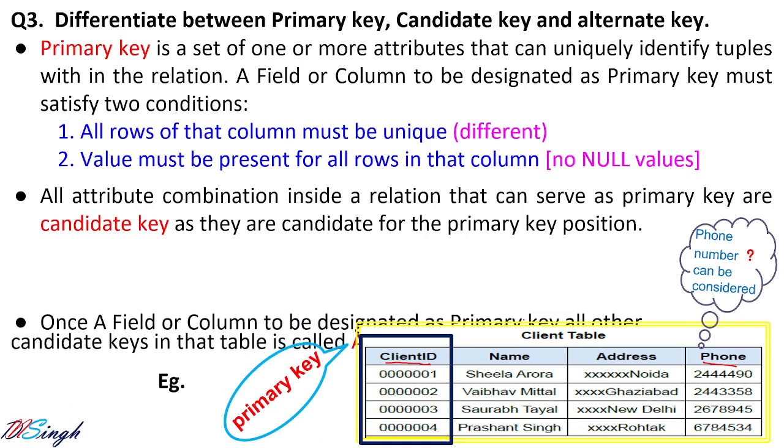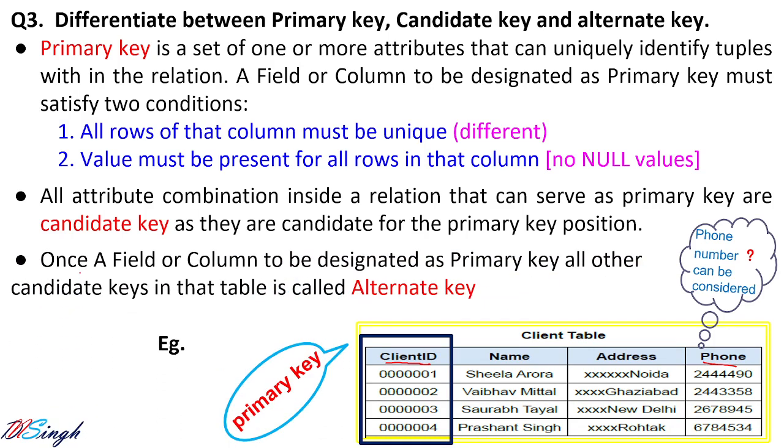Okay, so the definition of alternate key is: once a field or column is designated as primary key, all other candidate keys in that table are called alternate keys. So if your table has more than one candidate key, one column may be selected for primary key. Remaining all the candidate keys become alternate keys. I hope now it is clear.